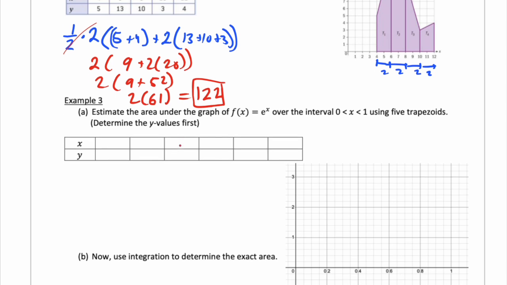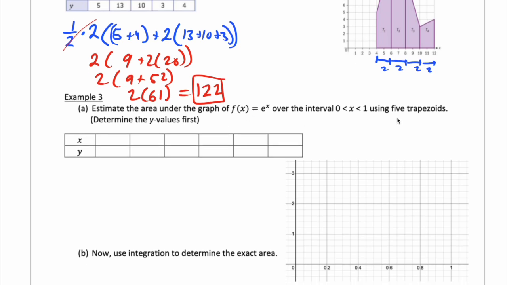Here we're going to estimate e to the x using 5 trapezoids. All right, 5 trapezoids. Now h is going to be 1 minus 0 over 5, and 1 divided by 5 is 0.2. So we're going to start from 0 to 1. We're going to start with 0, and this is going to be 1. We're going up in 0.2s. That's what the h is. We're adding h each time: 0.4, 0.6, 0.8. So we'll need these values.